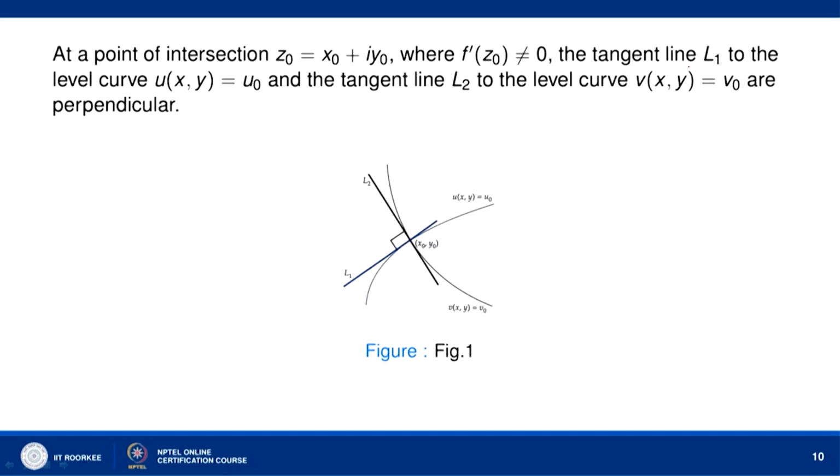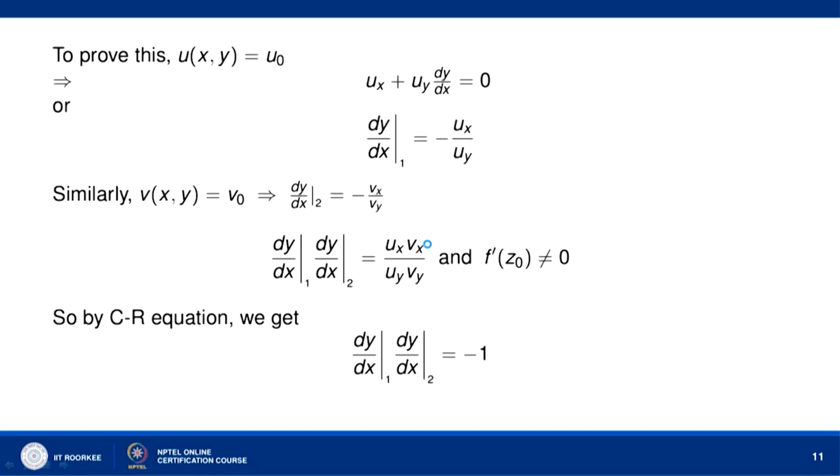The tangent line L1, this is tangent line L1 to the curve u(x,y) equal to u naught, and the tangent line L2, this is tangent line L2 to the other curve v(x,y) equal to v naught, they are perpendicular. So, each curve of the one family is orthogonal, or cuts each curve of the other family at right angles. So, they are called orthogonal families.